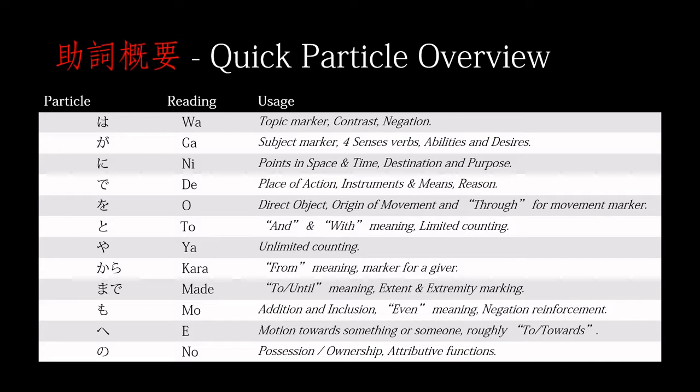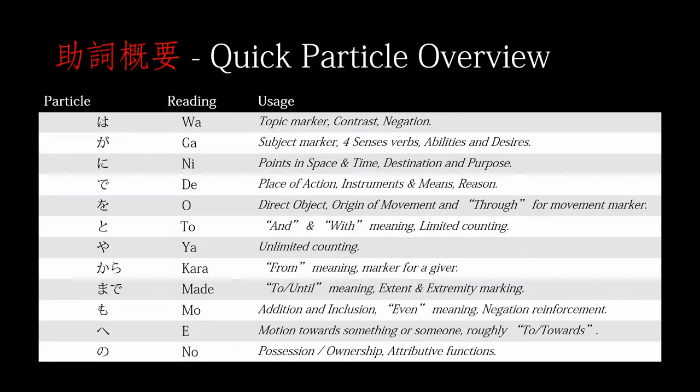After that we have o, that is the direct object or the general object particle in the Japanese language, and it also shows the origin of a certain movement and marks the space through which certain movement is taking place. After that we have to. To is relatively simple. It has the and with meaning, and it's also used when you want to count certain items that you have a limited number of. However, if the opposite is the case and you only need to mention a few of the items from a very long or inexhaustible list, you are using ya when counting.